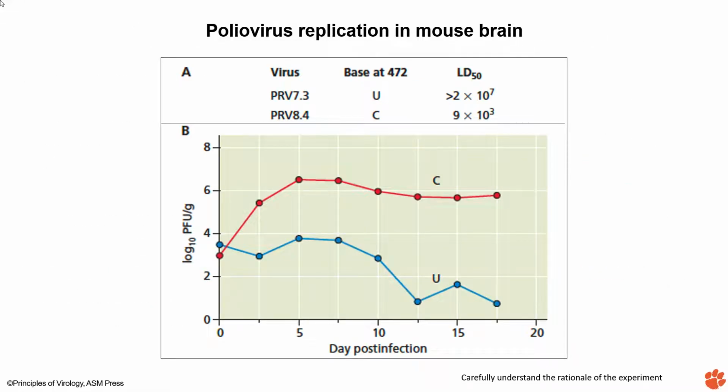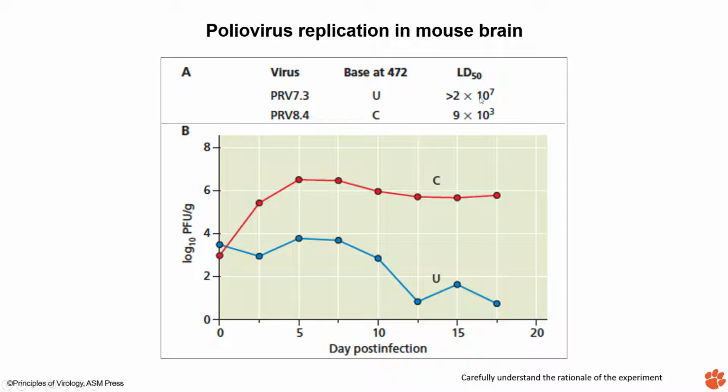All right. So here we are looking at 2 different viruses at the 472 mutation of the P3 Sabin strain, and you can look at that. Now remember that panels A and B are entirely different. In panel A, we are looking at 2 strains of this virus, and you have a base change at 472: you have a U, and you have a C.